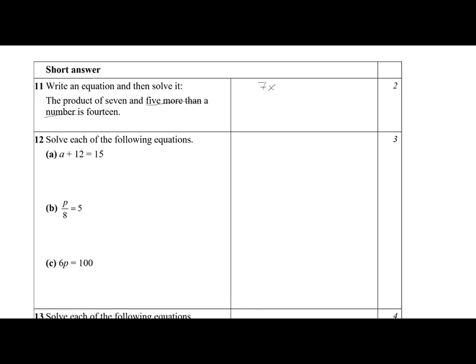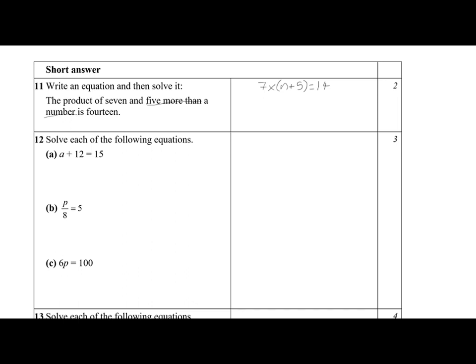So we don't know what the number is. So what do we do with that in algebra? Well, we give it a letter. Sometimes n, sometimes x. I'm going to use n here just because it always doesn't look like an x. But it's not 7 multiplied by a number. It's 7 multiplied by 5 more than a number. Well, if we know what the number is, how do we find 5 more than it? What we do is we add 5. So we've got 7 times n plus 5 is equal to 14.